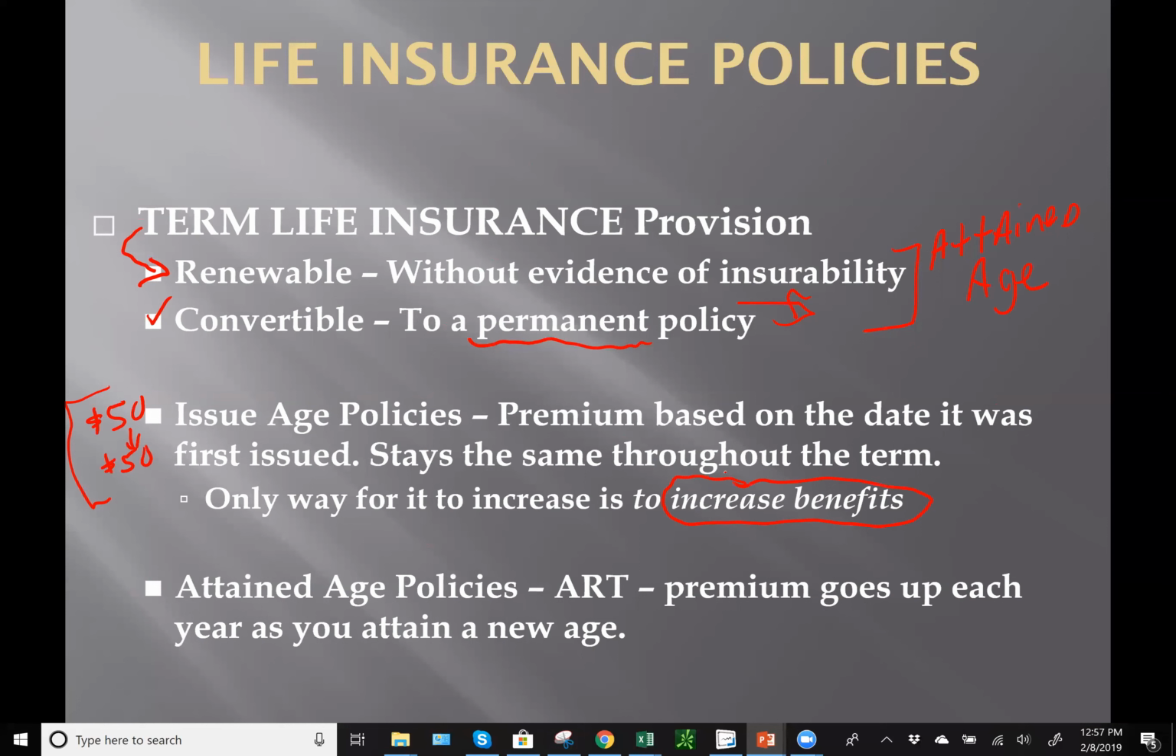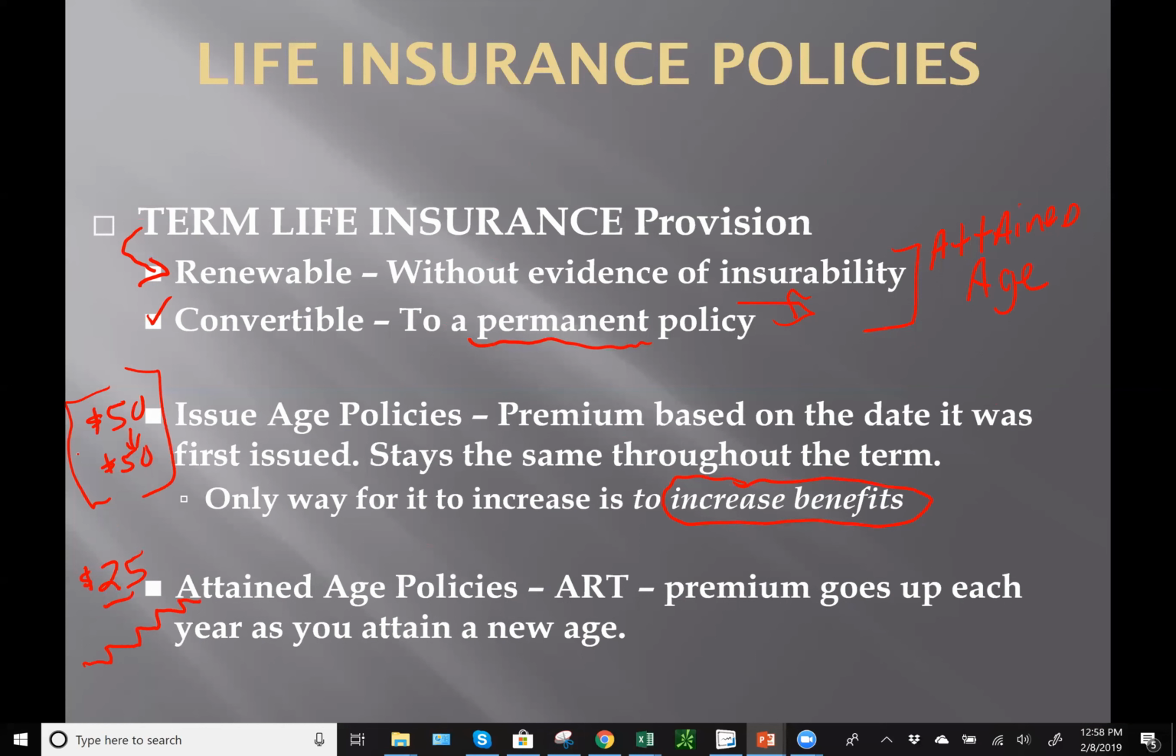Next, here's your attained age, and this is your annually renewable term. This is where the premium goes up every year based on your attained age. So on an attained age policy, let's say that the insurance company only starts out by charging $25 a month. Well, they can start out by charging less than they do on an issue age policy because they know every year, what are they going to do? They're going to raise your premiums. So on an attained age policy, the premiums can start out lower because they know every year they're going to get more money from you.